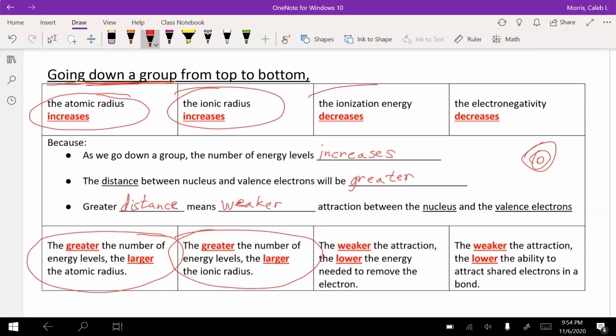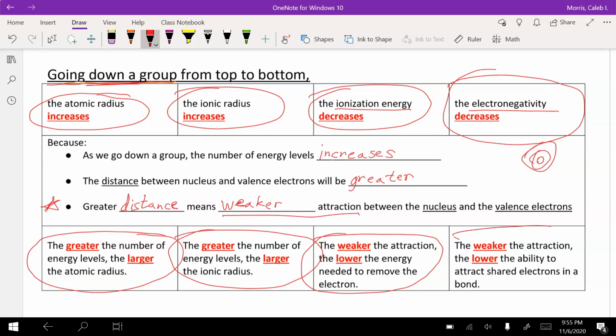The ionization energy decreases. Now keep in mind when we talk about ionization energy and electronegativity, that's more directly related to the attraction between the nucleus and the valence electrons. So the reason that the ionization energy decreases is because we have a weaker attraction when there are more layers of electrons. And the same can be said for electronegativity. The weaker the attraction, the lower the ability of the atom to attract shared electrons in a bond.